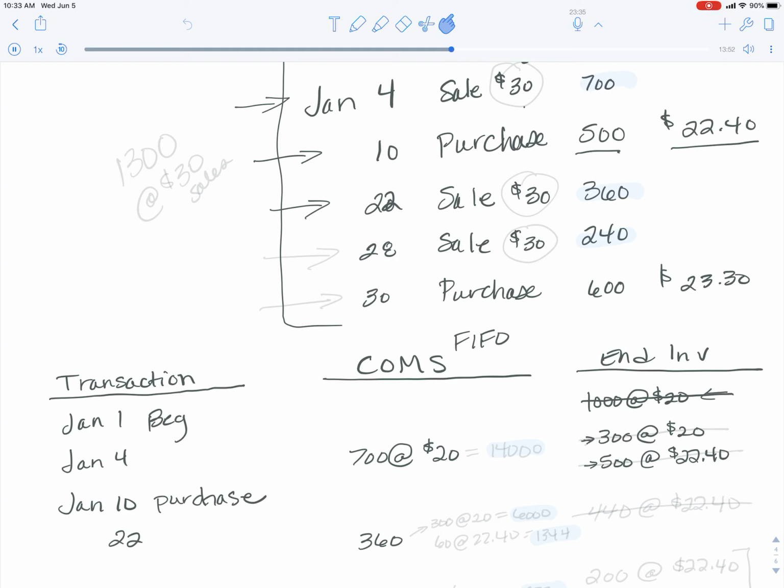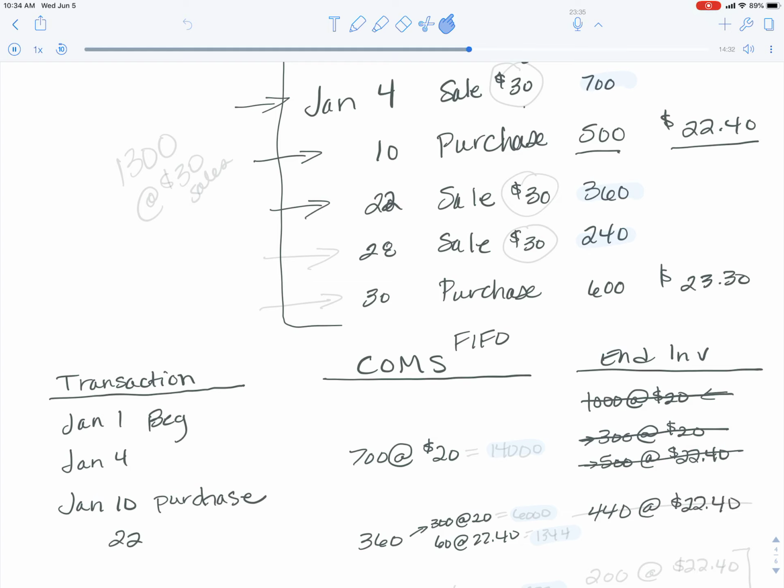So our first shelf only has 300 on it, and they were at $20. So how many more do we need to sell to get to 360? Well, we got to sell 60 more because we sold 360 in all. So we sold all of these. We got to sell the next 60 from the next shelf at $22.40. So if we sold 60 of these, then we have 440 left, and they're all at the $22.40.